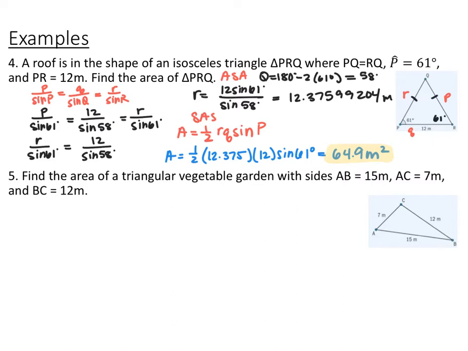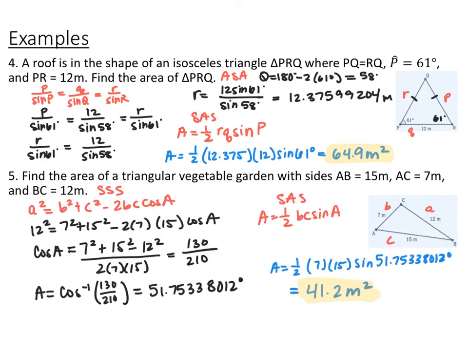Next example, it says find the area of a triangular vegetable garden with sides 15 meters, 7 meters, and 12 meters. So go ahead and pause the video and try this one. On this one, we have a side, side, side triangle. We need to have at least one angle. So side, side, side, that's the law of cosines. So I just found angle A. You could have found any of the three angles.